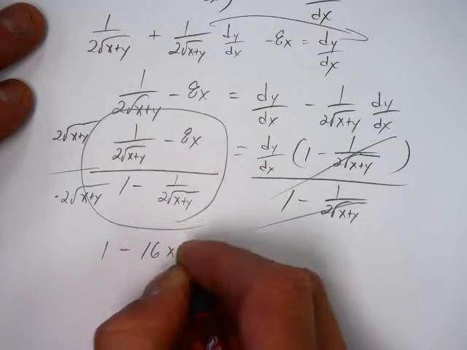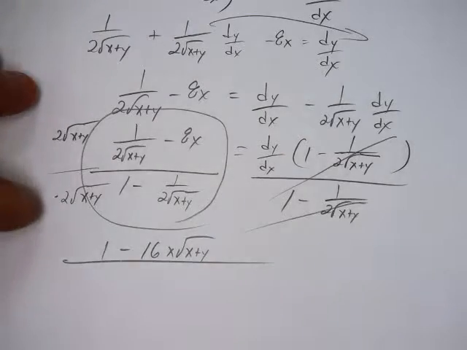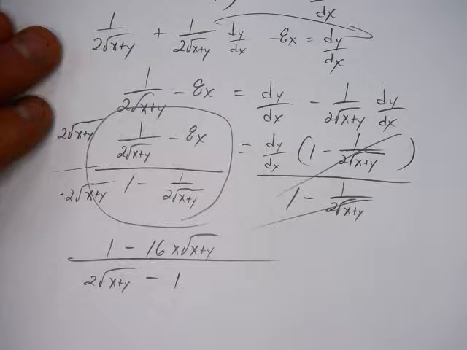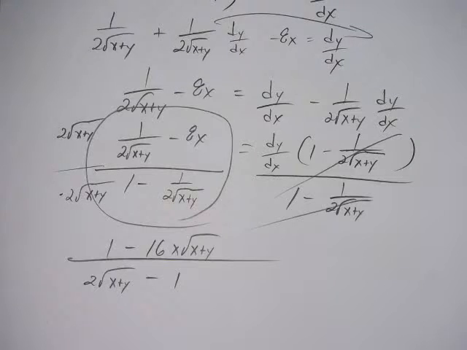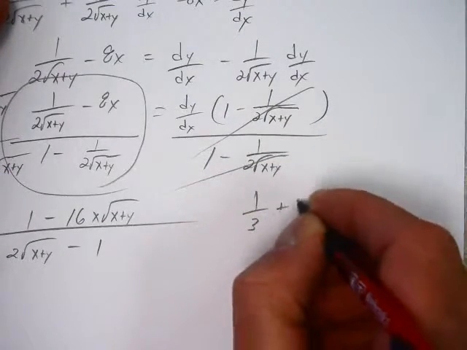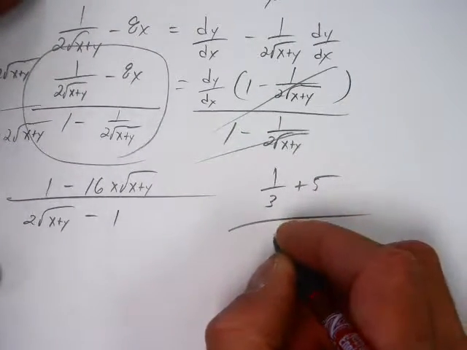Yeah, so I multiply the bottom times 2 square roots of x plus y. I multiply the top times 2 square roots of x plus y. So if I'm multiplying the top and the bottom by the same thing, I'm really multiplying by 1. So it's not going to change my answer at all. So when I distribute this, I get 1 minus 16x square roots of x plus y all over 2 square roots of x plus y minus 1. And I think I'm liking that pretty well. They have the order on top and bottom both switched, but you switch the top, switch the bottom. It's multiplying the top and bottom by a negative 1. That's fine.